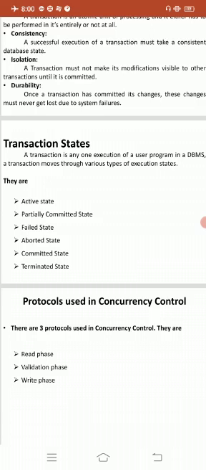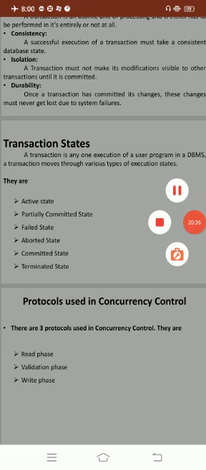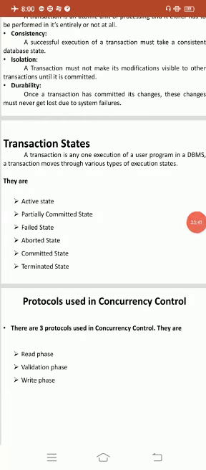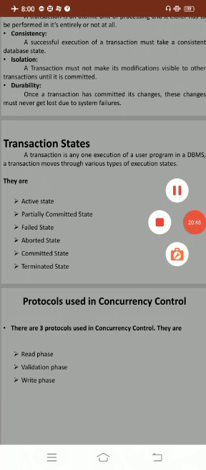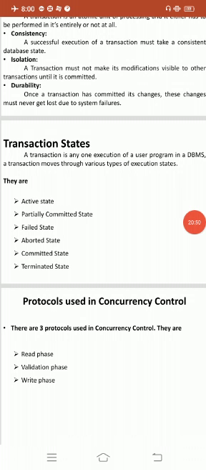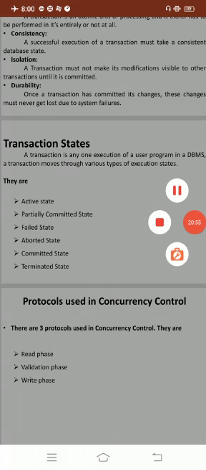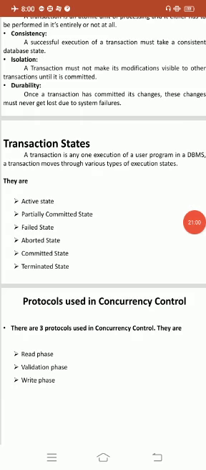Once again, once a transaction is committed, it is in the committed state, it has concluded its execution successfully and all its changes must be recorded permanently in the database. Automatically these are permanently recorded in the database. The database means a collection of logically related data. So this is called the committed state.